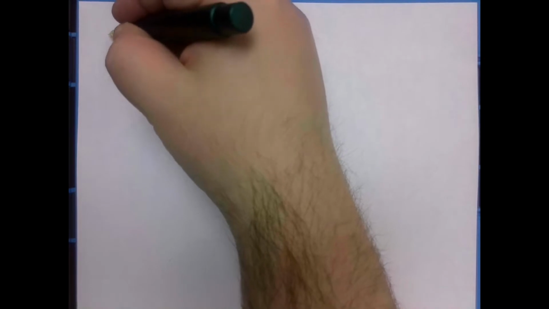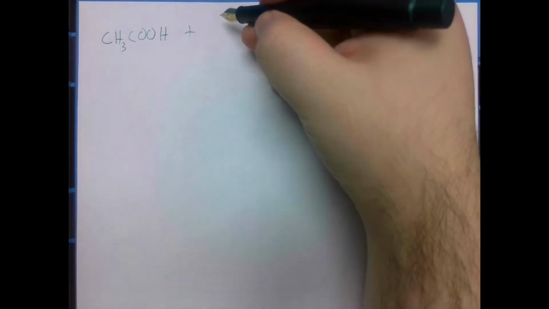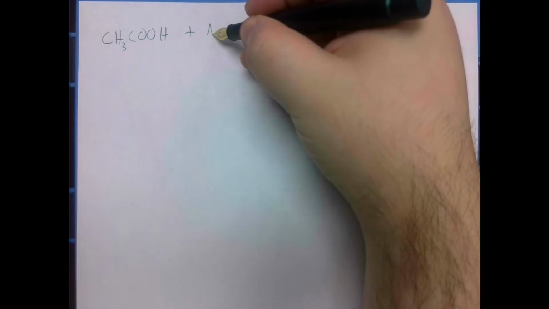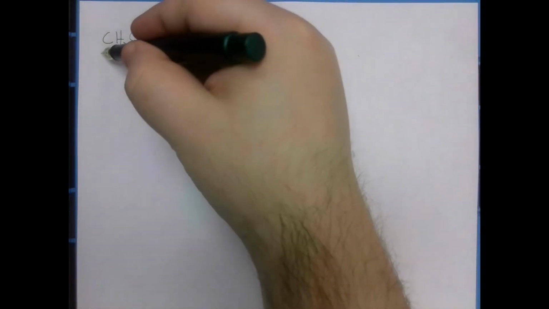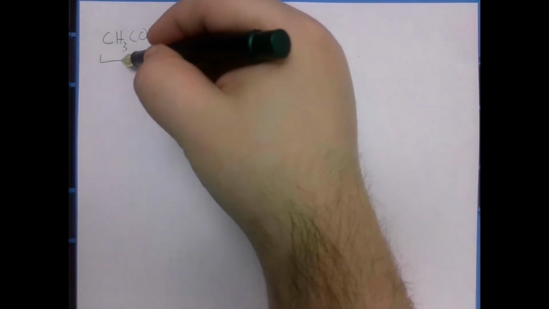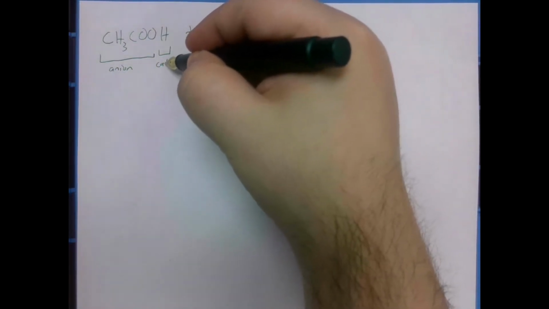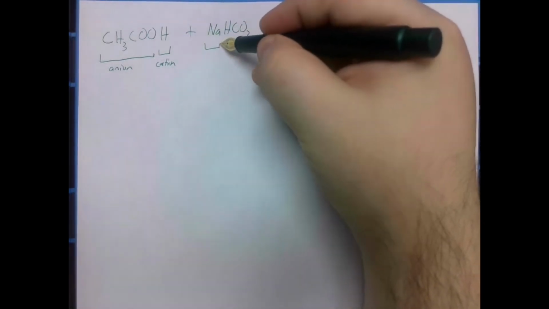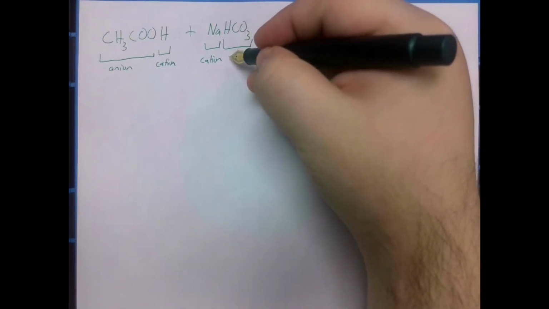Alright, so we've been analyzing this equation. We have acetic acid reacting with sodium bicarbonate. So, acetic acid is written weird. This is the anion. This is the cation. Normally we write it as the cation first, with the anion here.